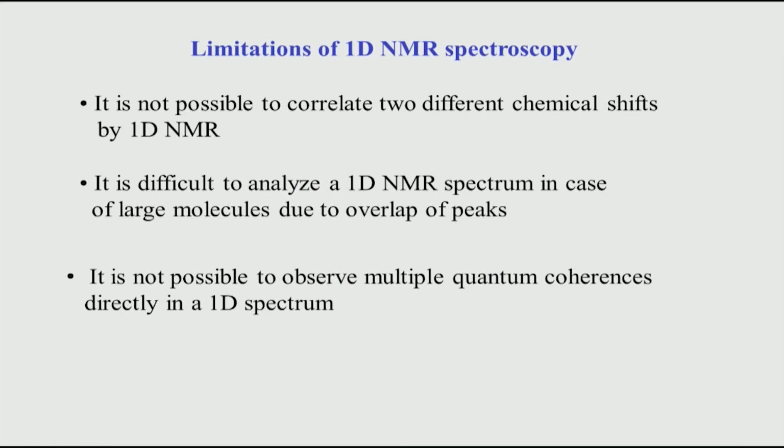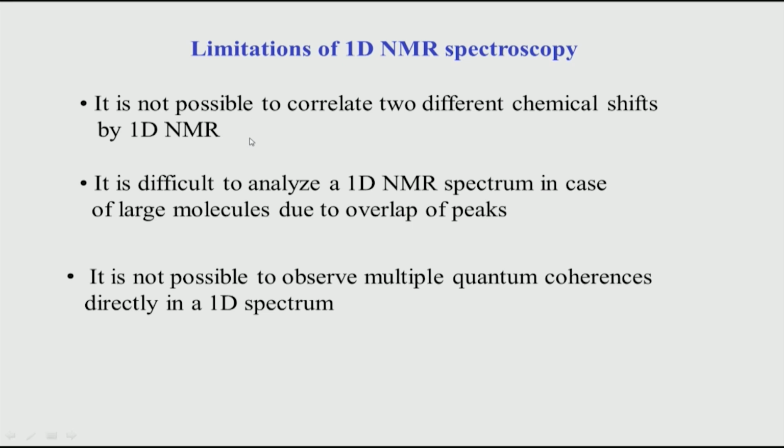As we saw in the case of 1D NMR, there are a few limitations of 1D NMR, some information which you cannot obtain from 1D NMR. So, let us see what are those drawbacks of 1D NMR. Number 1, it is not possible to correlate two different chemical shifts by 1D NMR. So, what do we mean by this?